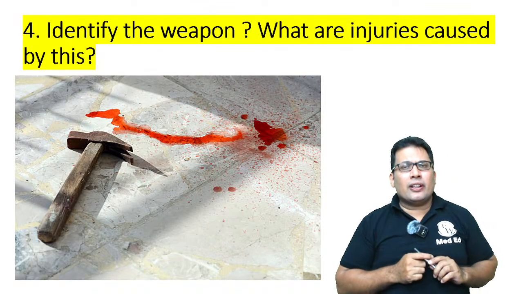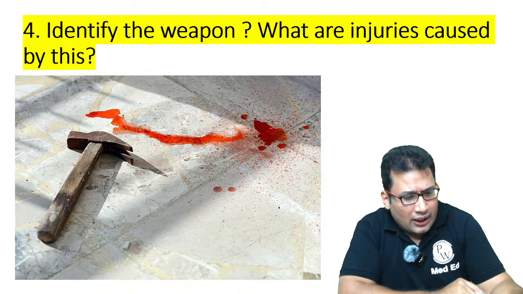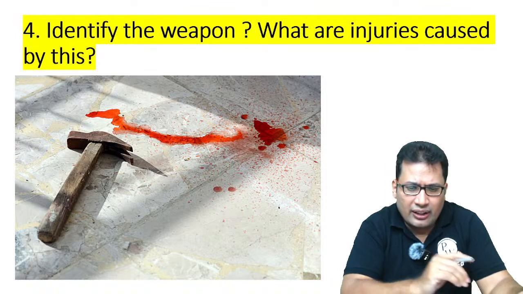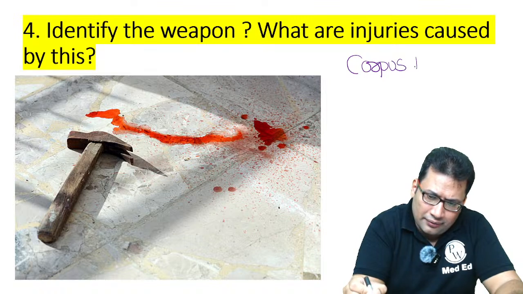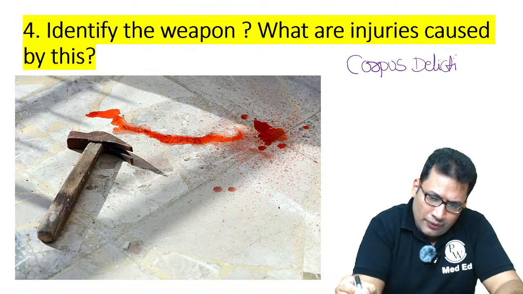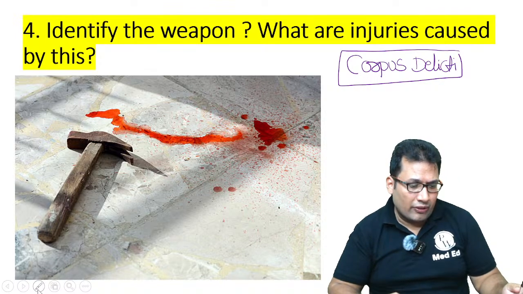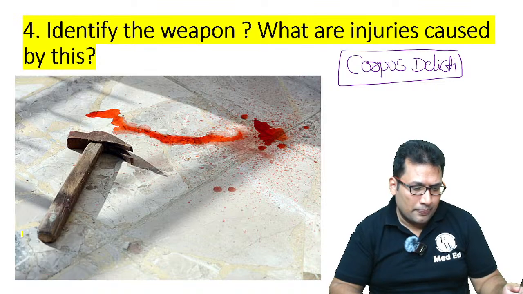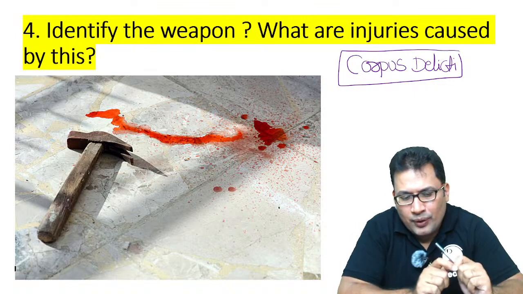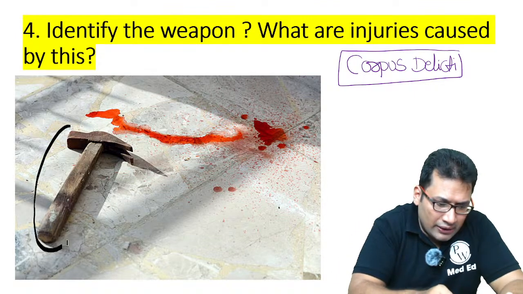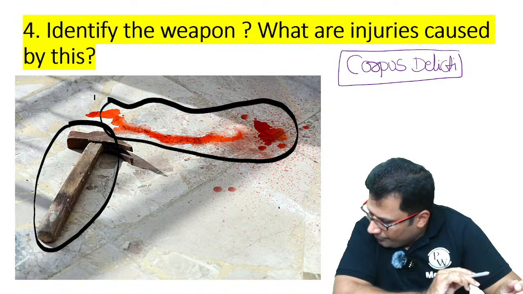Identify the weapon. What are the injuries caused by this? Probably a case of murder, and you can see the blood stains here and there, and you can see the corpus delicti here. Corpus delicti means essence of crime. There is a weapon here, and there is also a blood stain here.